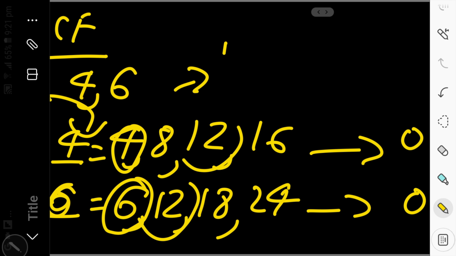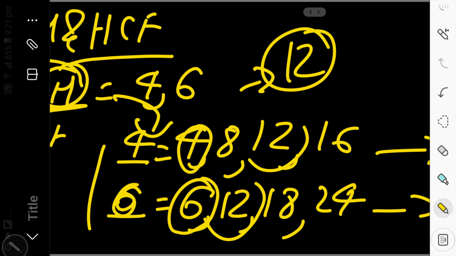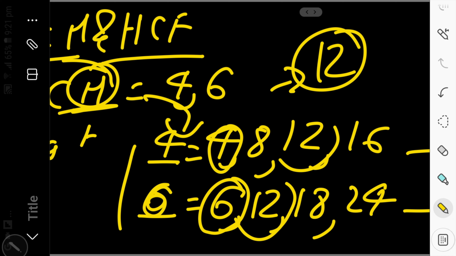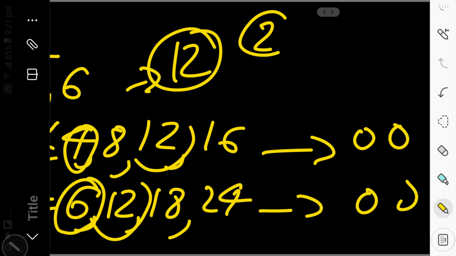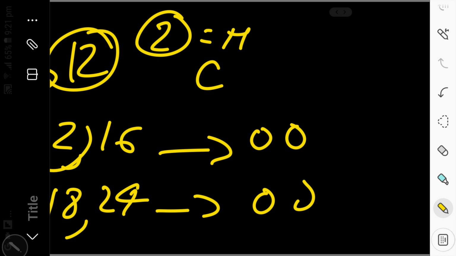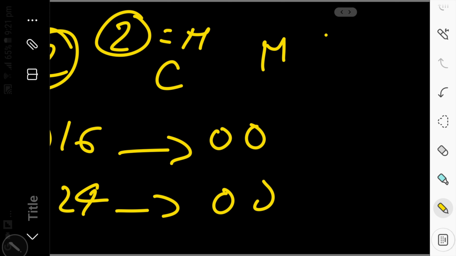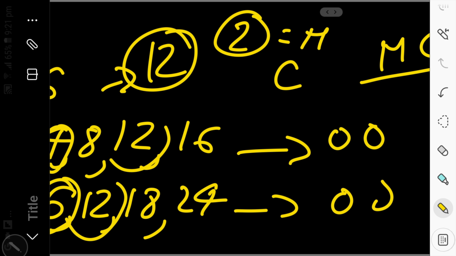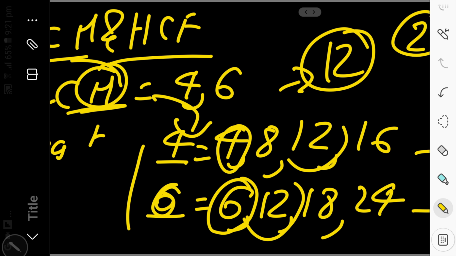When we are asked to find the common multiple, we have to list out the multiple tables and find which product of a number is the same. So if you write the multiplication table of 4 and of 6, the products of 4 are 4, 8, 12, 16. The products of 6 are 6, 12, 18, 24, and the common one is 12.